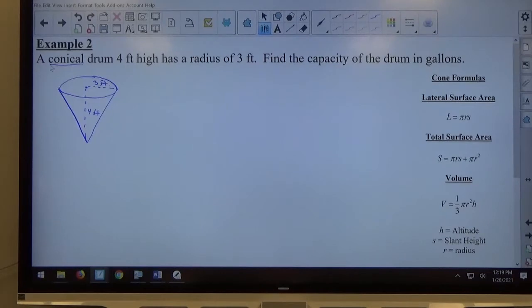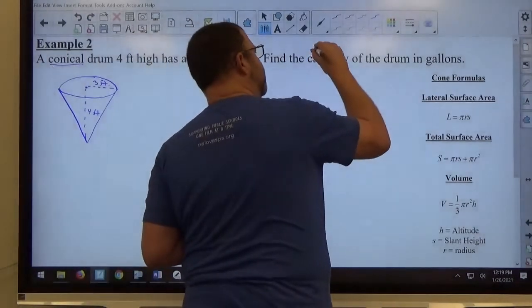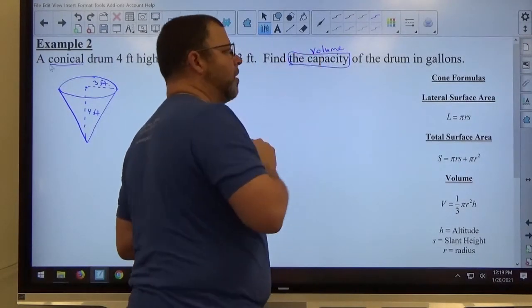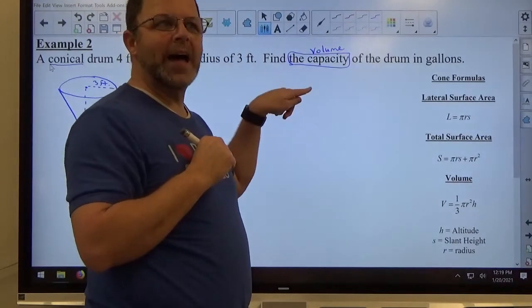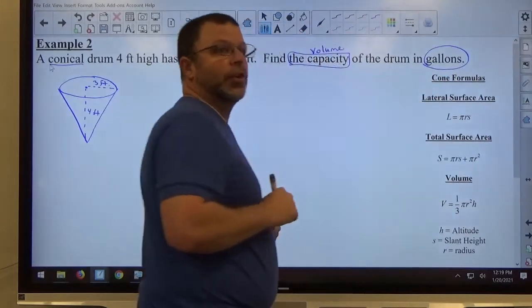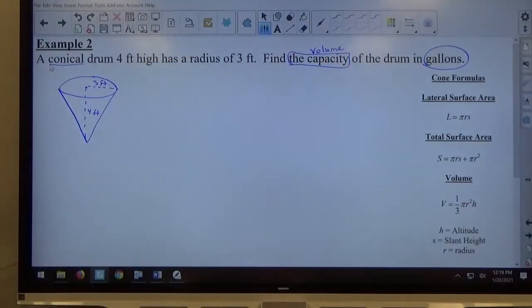Now they're not asking for lateral surface area or total surface area. It says find the capacity. Capacity is another way of saying volume. If you didn't know that from the word capacity, the fact they want the answer in gallons, gallons is a unit of volume. So they're giving you several clues that we're trying to find the volume of this thing.